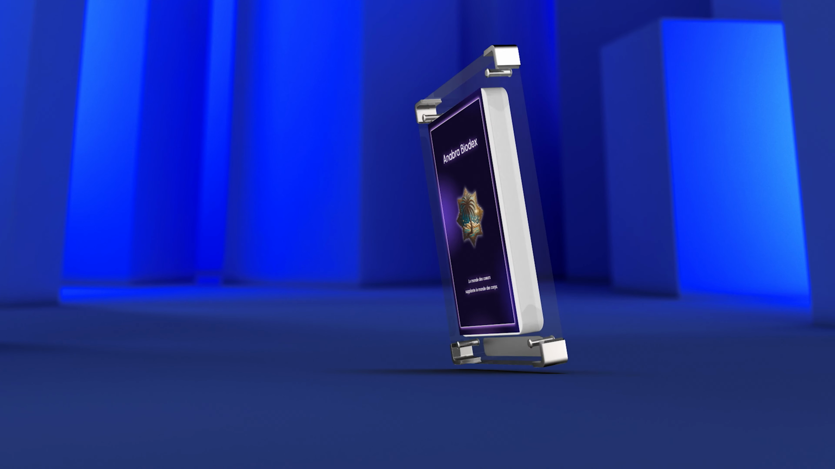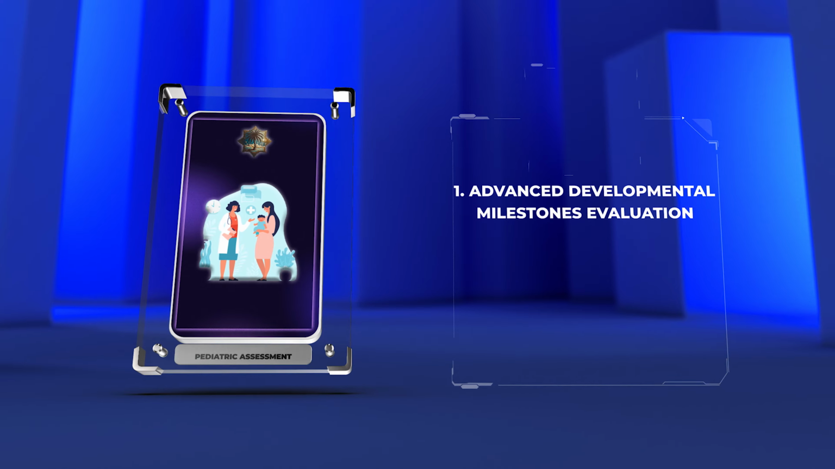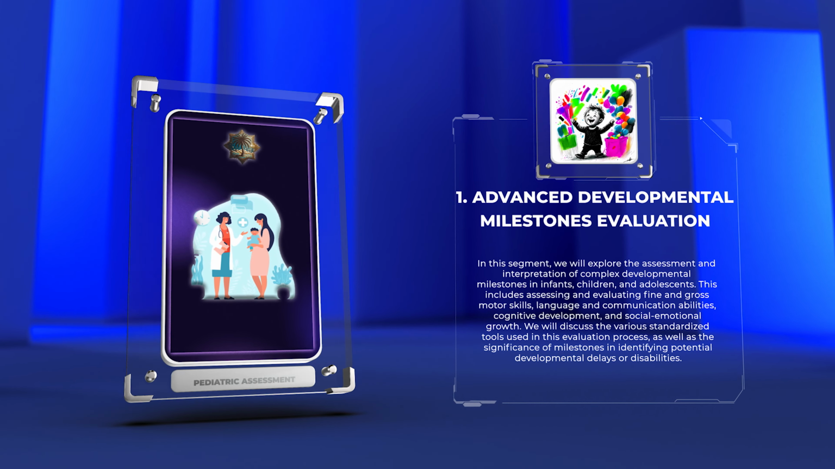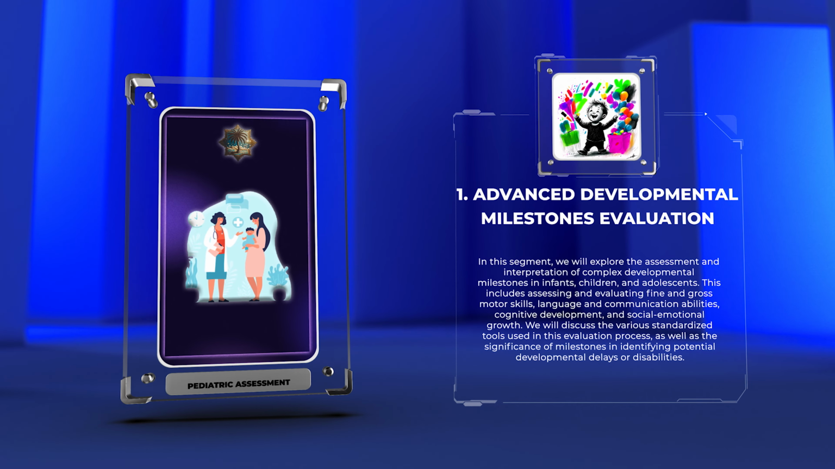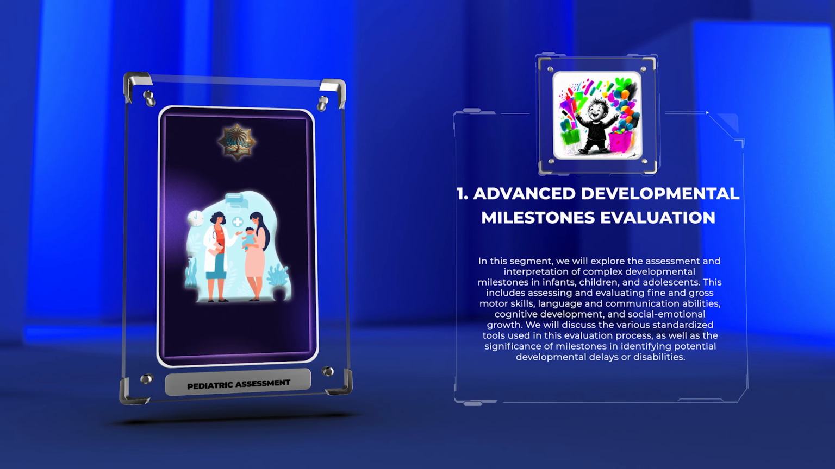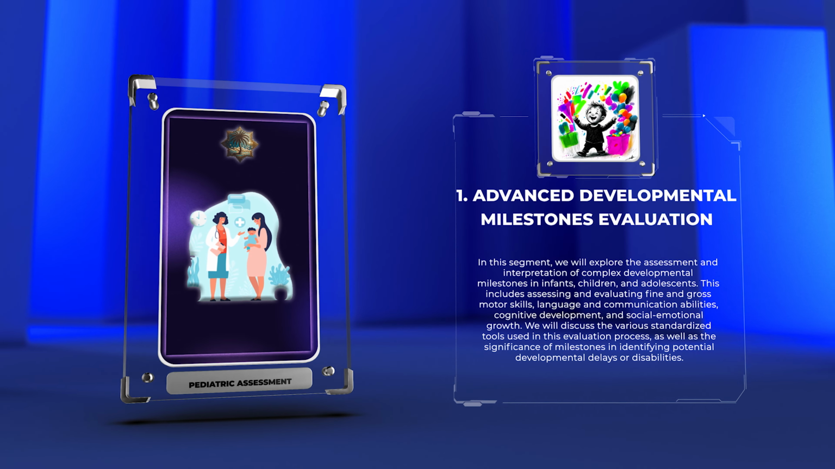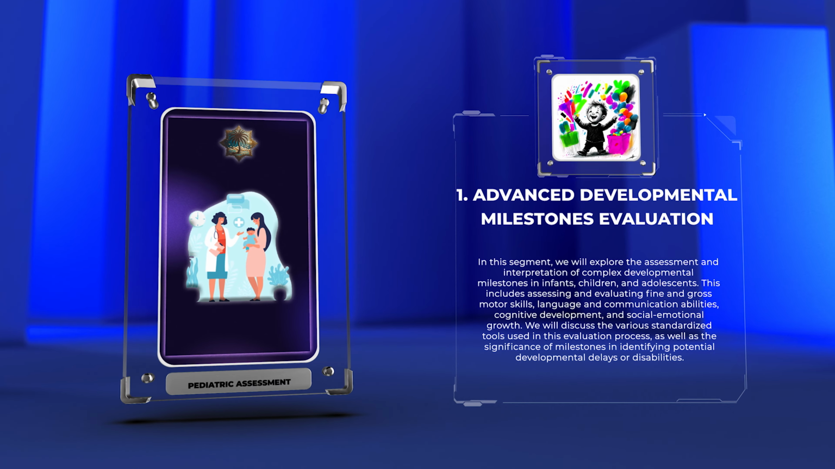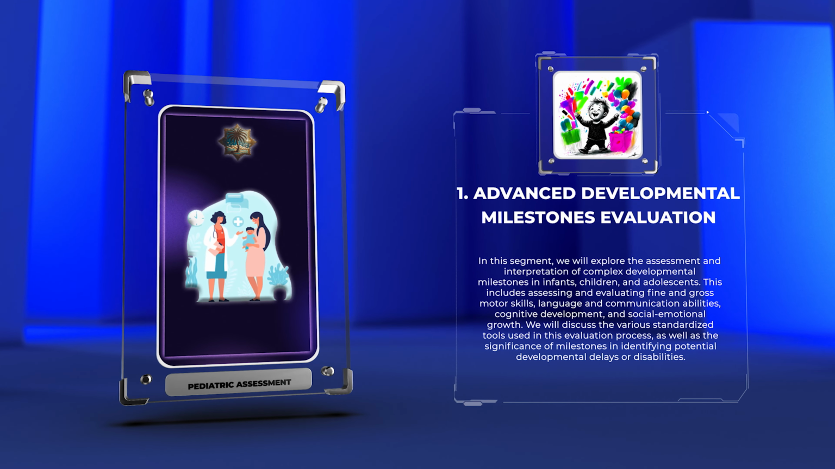In this segment, we will explore the assessment and interpretation of complex developmental milestones in infants, children, and adolescents. This includes assessing and evaluating fine and gross motor skills, language and communication abilities, cognitive development, and social-emotional growth. We will discuss the various standardized tools used in this evaluation process, as well as the significance of milestones in identifying potential developmental delays or disabilities.